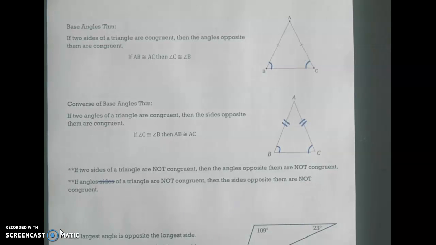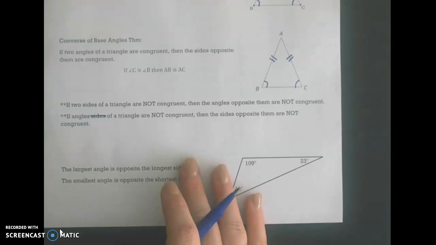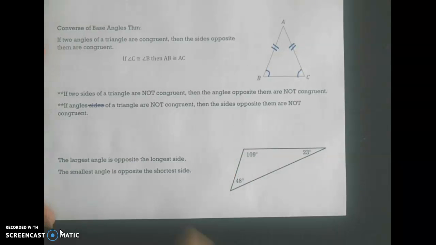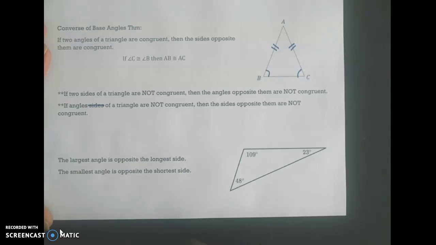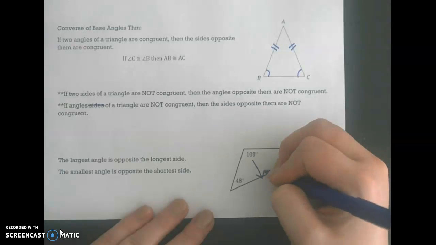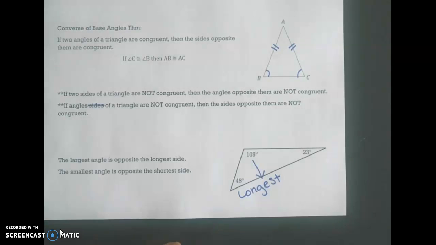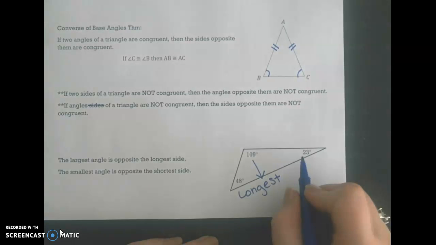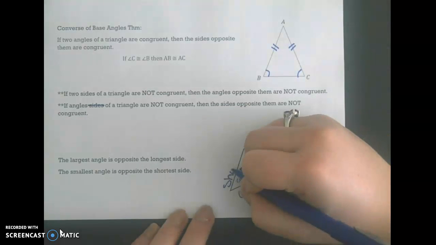Okay? And then one last thing we need to know before we can start some practice problems is that the largest angle is always opposite the longest side of the triangle, and the smallest angle is always opposite the shortest side of the triangle. So in this triangle here, my largest angle is 109 degrees. So this side opposite, that is going to be my longest side. And my smallest angle is this 23 degrees, so the side opposite that angle, that is my shortest side.